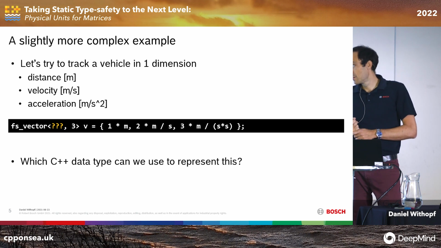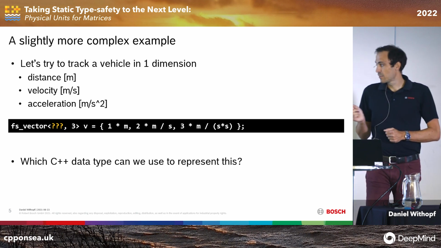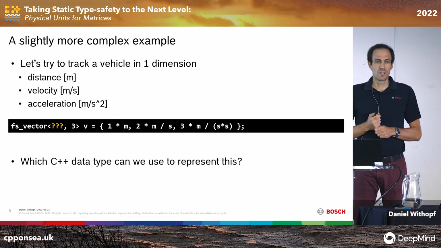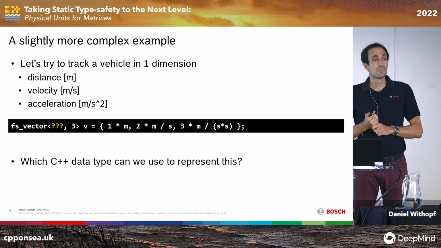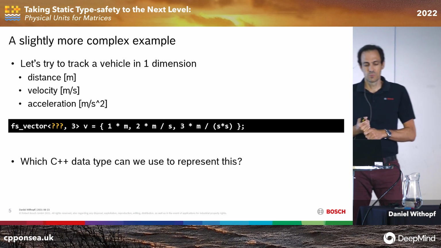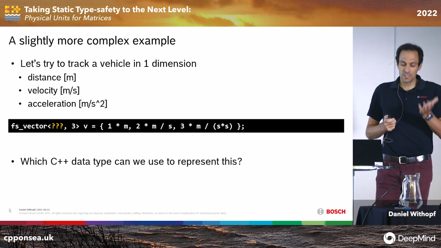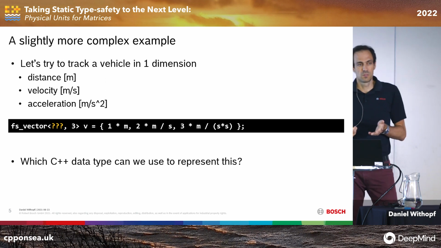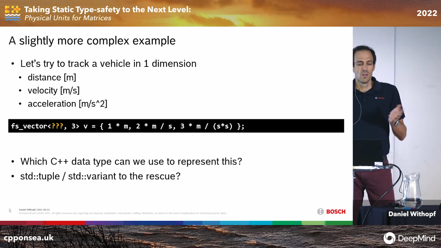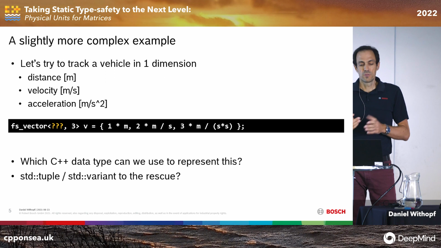Does anybody of you have an idea which other C++ data type we could use to represent this? So if you have different types that we want to store in a container. Sorry? Variant, yes, variant is one option. So we could use a variant as a value type. The other option would be to go in the direction of the tuples. That's the second option. Both is possible, but it makes the code really, really complex.